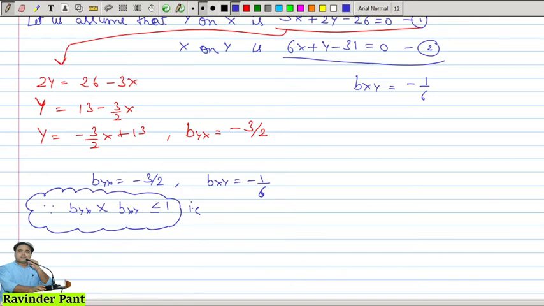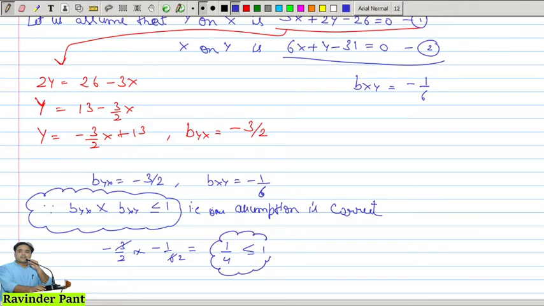It means our assumption is correct. So let's check. Minus 3 by 2 multiplied by minus 1 by 6 will give you 1 by 4, and 1 by 4 is less than 1. This condition is satisfied. It means the y on x, x on y equation is found.